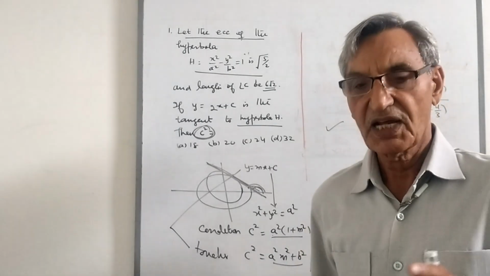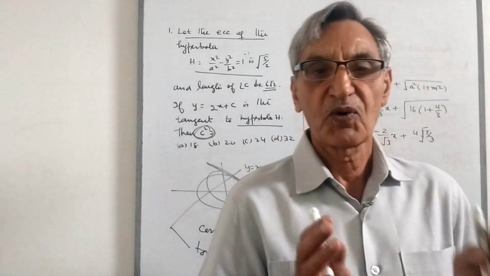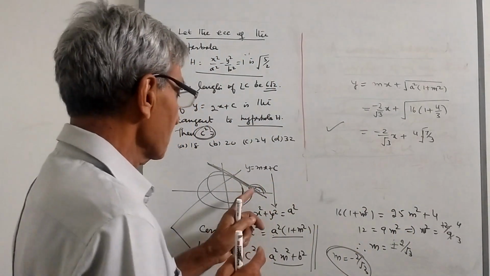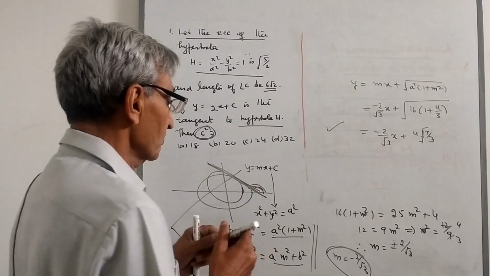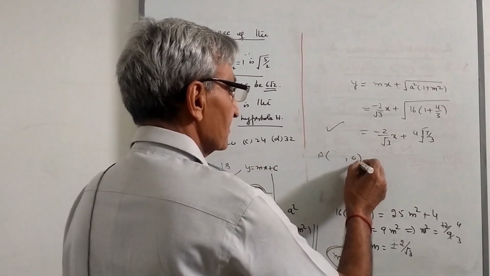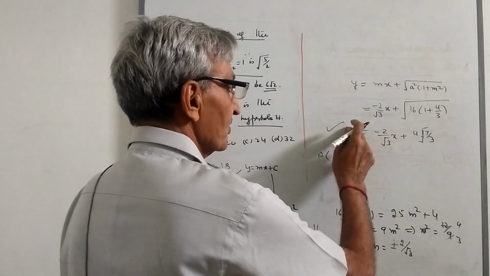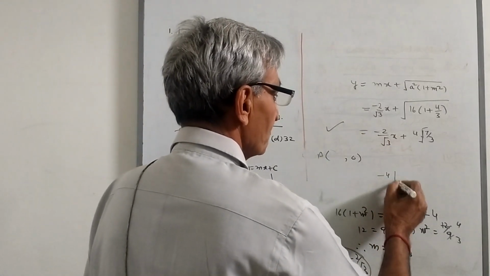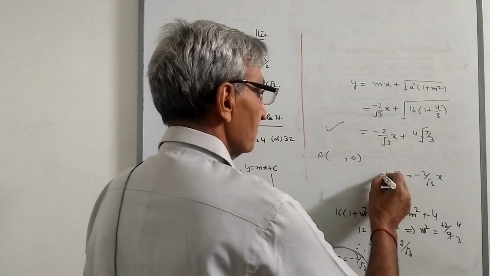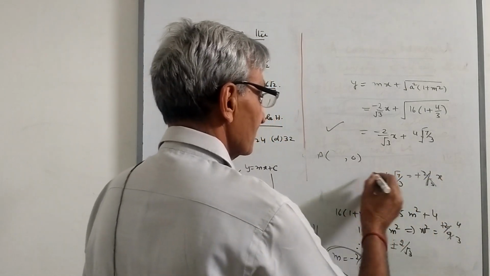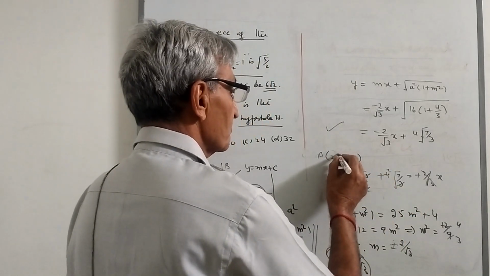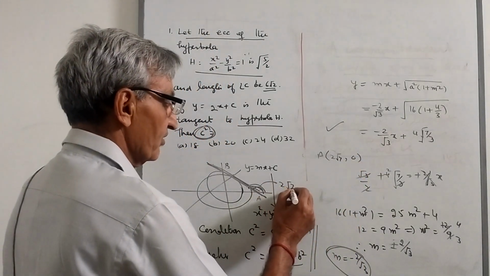Sometimes in the examination they may ask you for the equation of the common tangent. Well, this question goes beyond it. The question asks us the length of the intercept. So I must know the coordinates of A and the coordinates of B. What is the coordinate of A? When y is equal to 0, x is equal to minus 4 root 7 by 3 divided by minus 2 by under root 3, so x is equal to 2 into root 7. So this is 2 root 7 and 0.